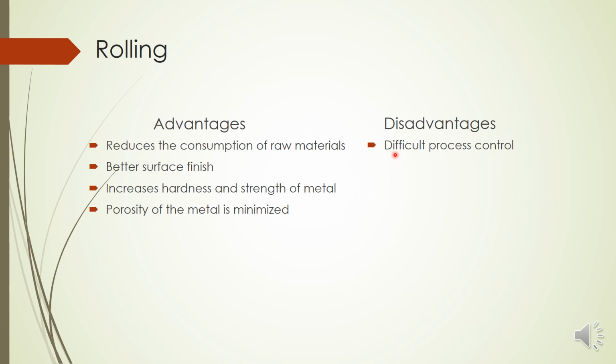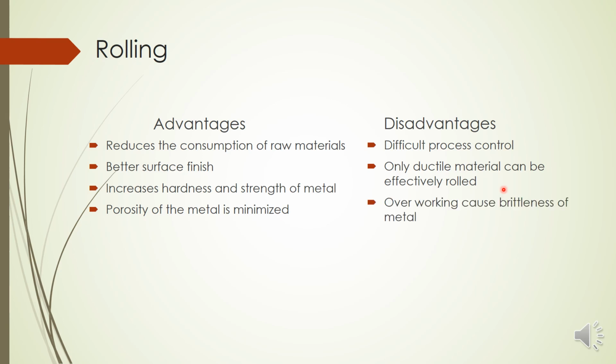A disadvantage is that process control is difficult because you have to use a very good quality electrical motor to control the speed and force of the roller. Another disadvantage: only ductile material can be effectively rolled. So you want a ductile material like aluminum for effective rolling.